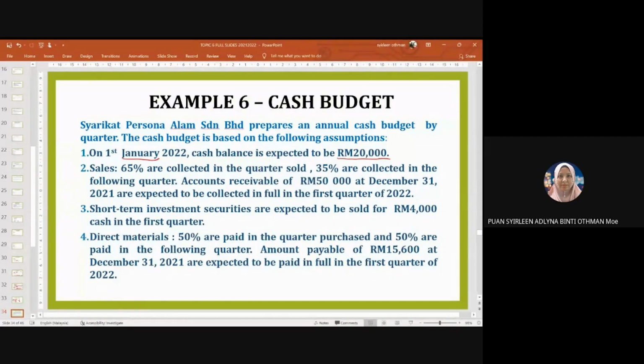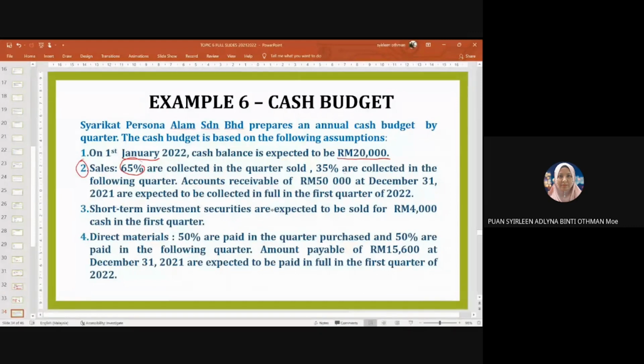Okay, nombor 2, dia bagi kamu maklumat tentang sales. Okay, so sales ni is your sales, tapi kita buat sales secara kredit. So bila secara kredit, you tak akan kutip on the dot. That means kita ada schedule for collection. Okay, so schedule dia ialah semasa awak jual. So let's say you jual tu dalam quarter. Okay, 65% are collected in the quarter sold. Okay, lepas tu 35% are collected in the following quarter.